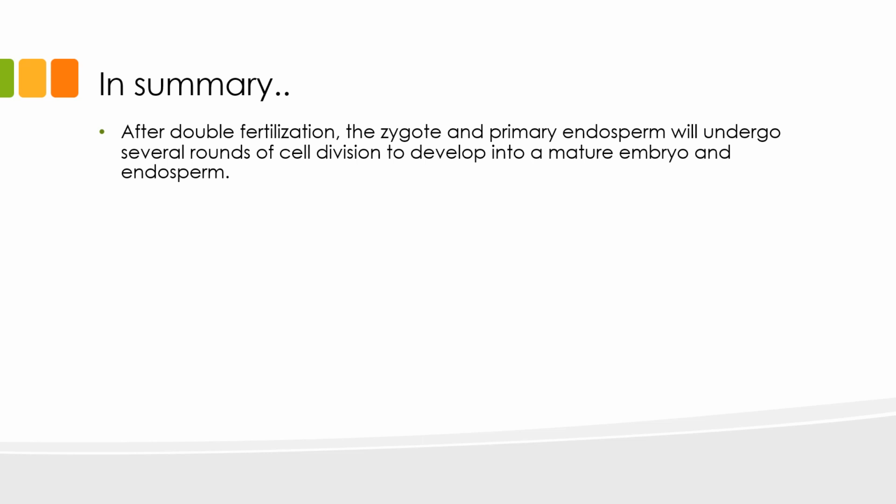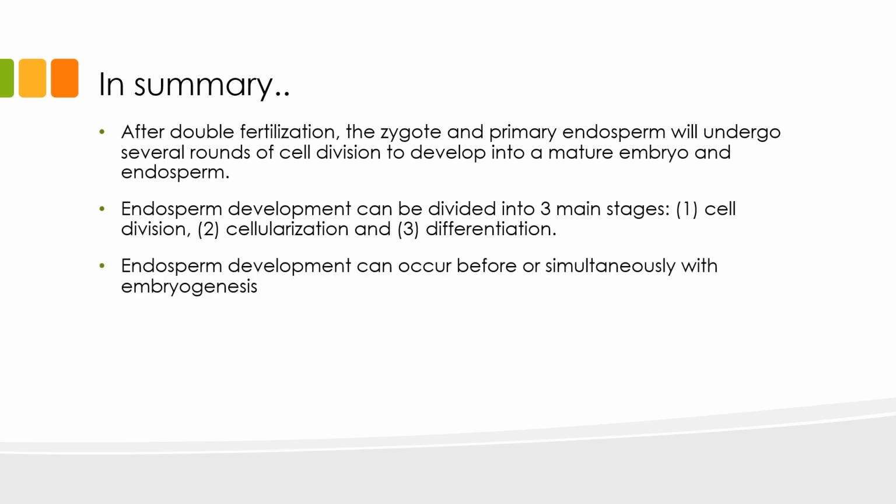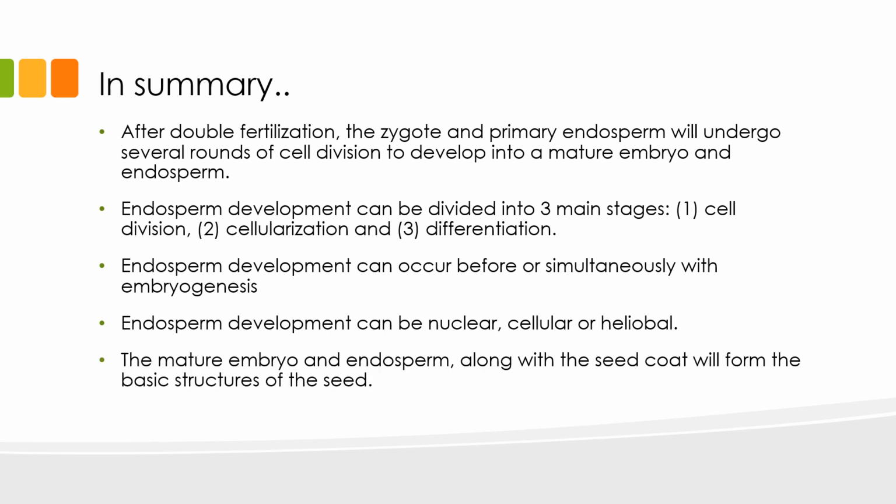In summary, following double fertilization, the zygote and primary endosperm will undergo several rounds of cell division to develop into a mature embryo and endosperm. Endosperm development can be divided into three main stages: cell division, cellularization, and differentiation. Endosperm development can occur before or simultaneously with embryogenesis. Endosperm development can be nuclear, cellular, or helobial. The mature embryo and endosperm, along with the seed coat, will form the basic structures of the seed.